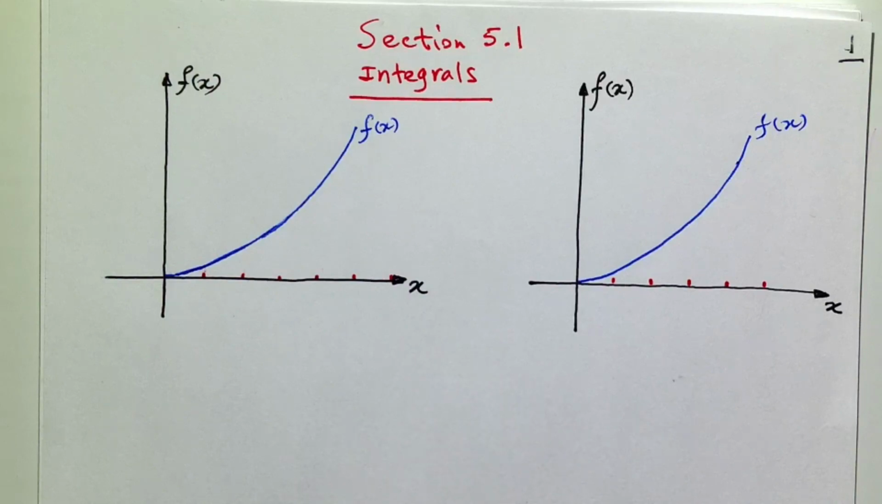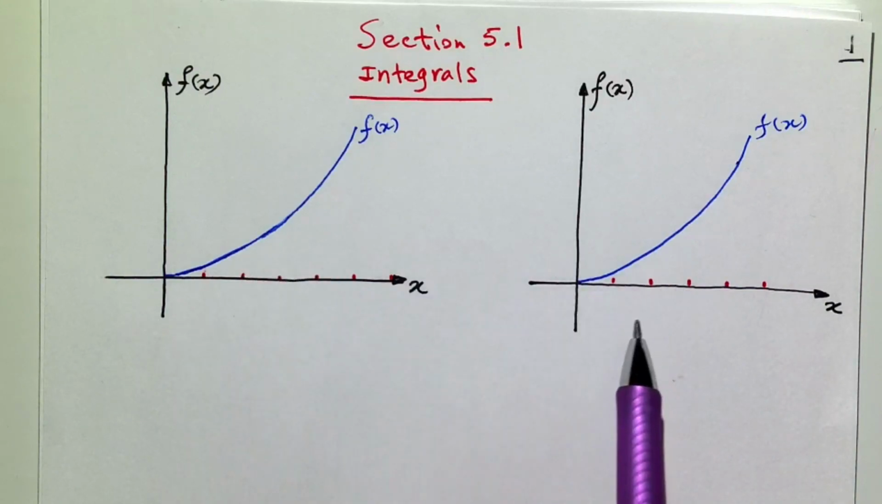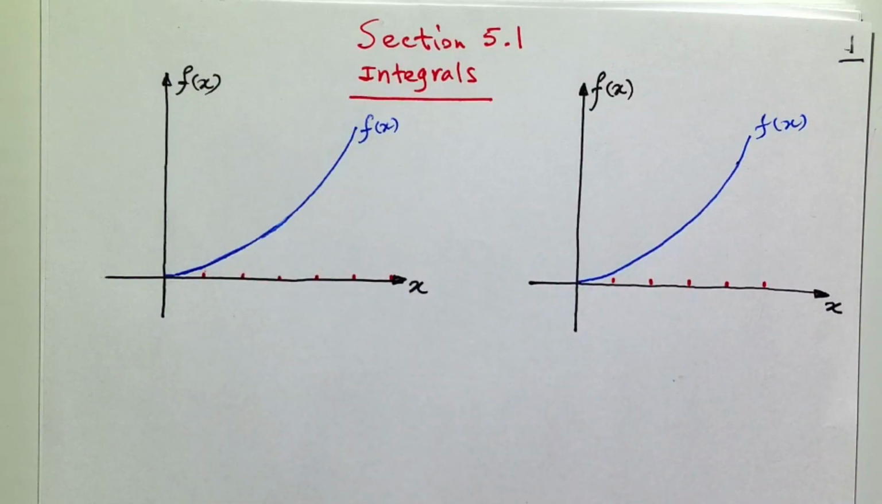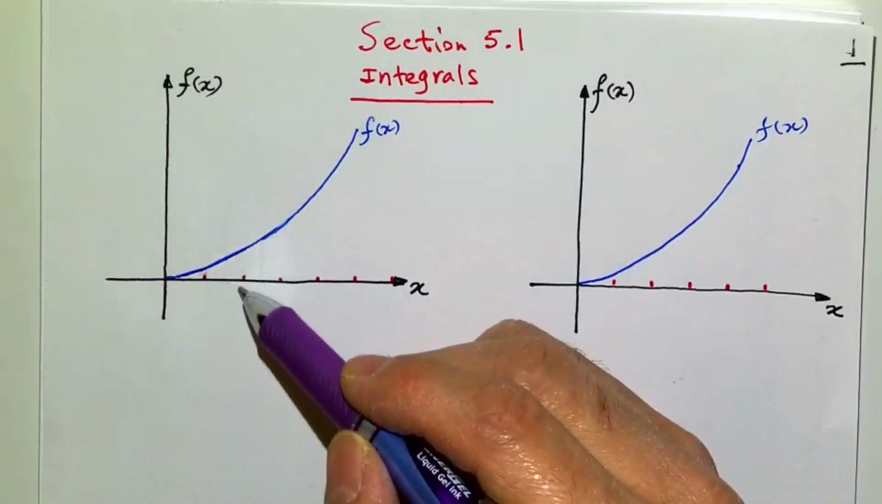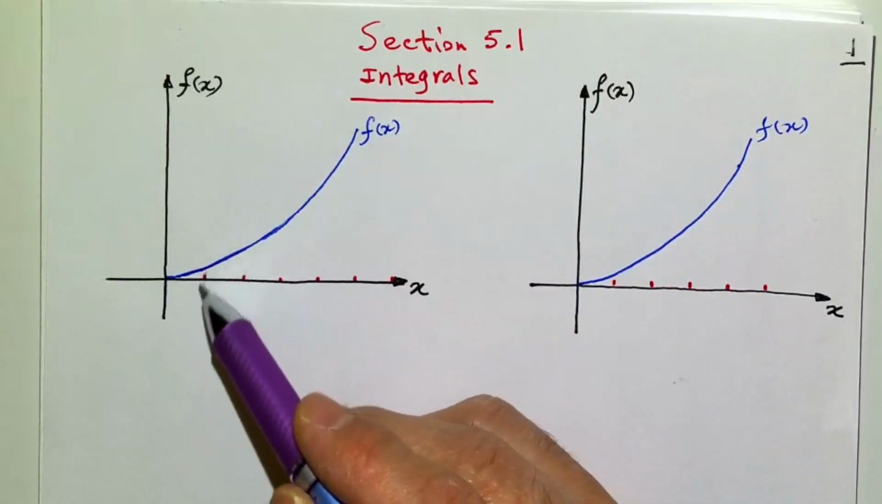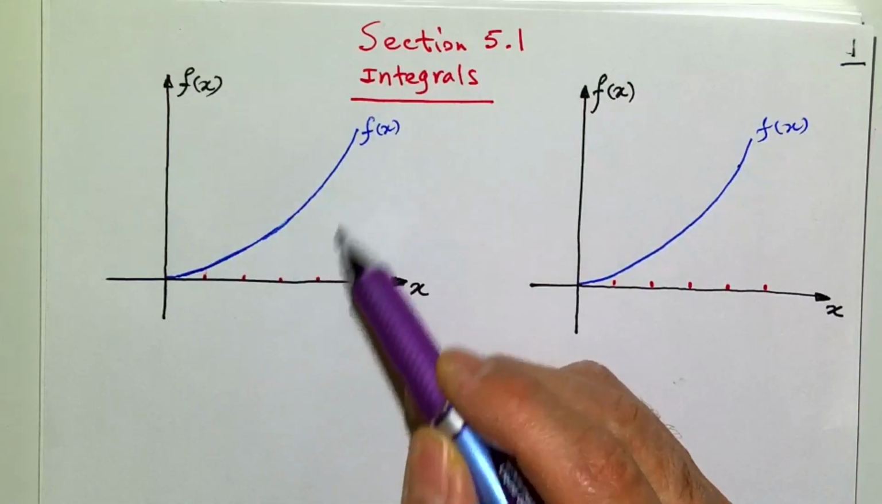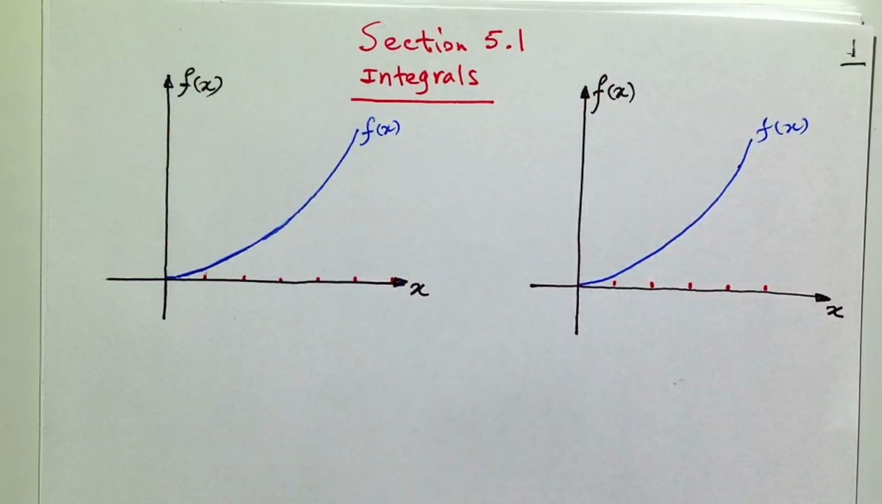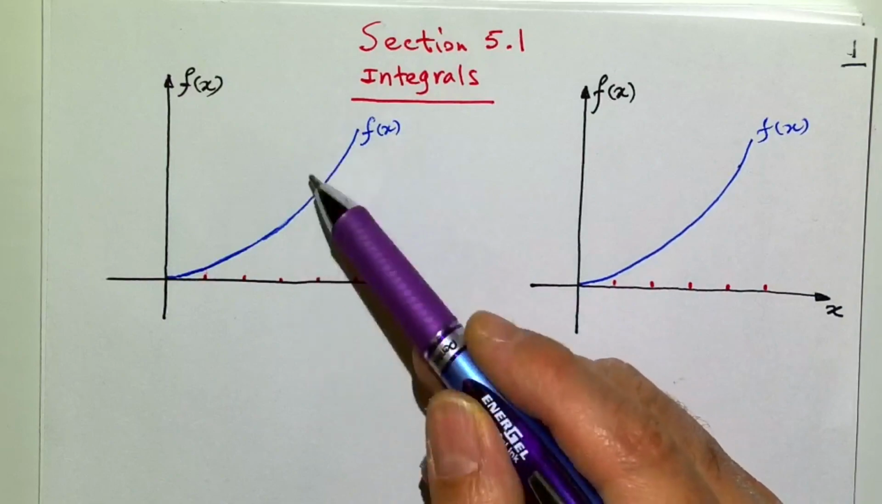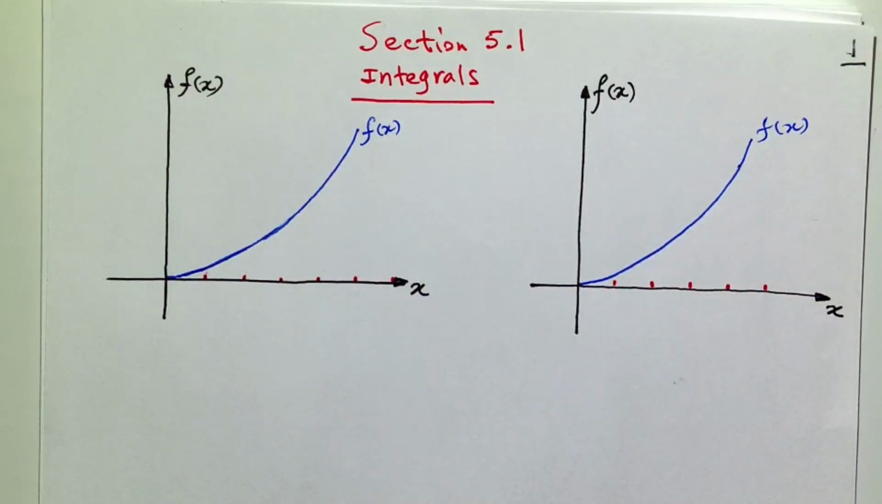So for example, suppose we want to calculate the area under this curve. Now it's basically the same curve, but I've drawn two sets of figures. The reason is we're going to use rectangles with equal width under each curve to calculate the area under the curve. We know the area of a rectangle is basically the width times the length, or in this case, the width times the height of the rectangle. So we can calculate that easily.